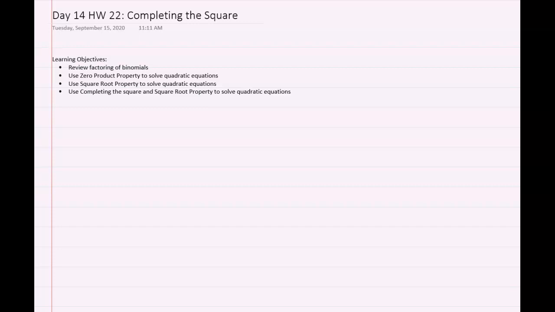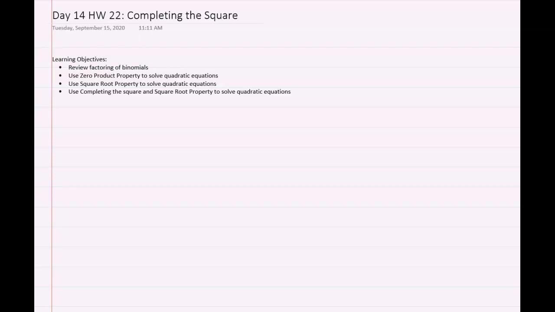This video will review factoring of binomials, and in particular, use that factoring of binomials and the zero product property to solve quadratic equations, particular types of quadratic equations. Use the square root property to solve quadratic equations, as well as to use completing the square along with the square root property to solve quadratic equations. First, let's take a look at reviewing factoring of binomials.